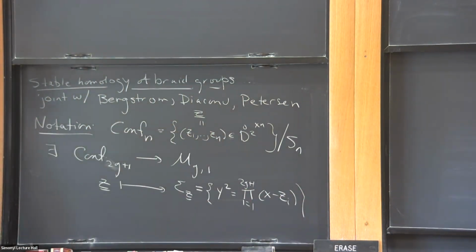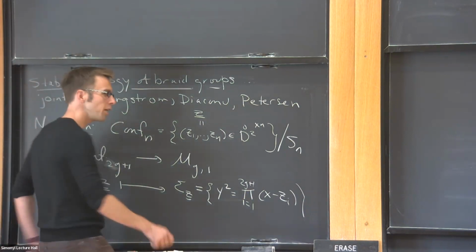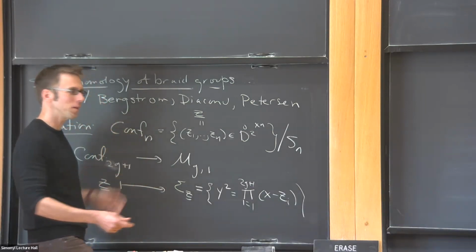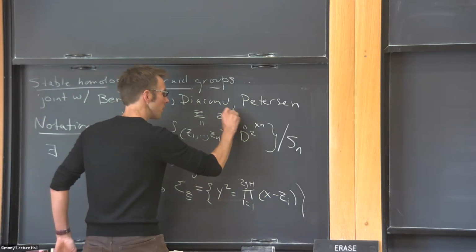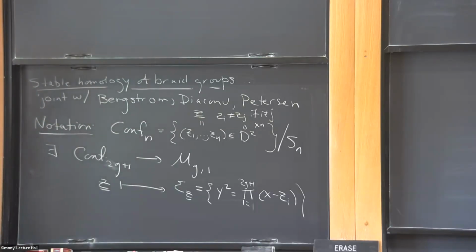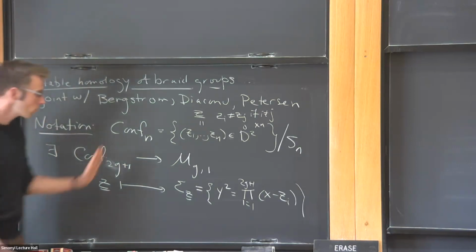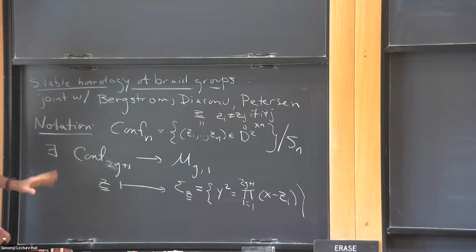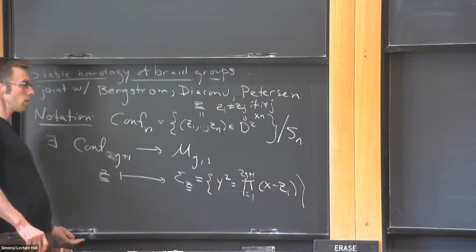So your configuration space is n distinct points? Yes. I'm sorry, it's just part of my brain at this point. You're absolutely right. I want to say z_i is not equal to z_j. So this is a function that carries a configuration to moduli space: the configuration gets sent to the hyperelliptic curve whose branch locus is the configuration.